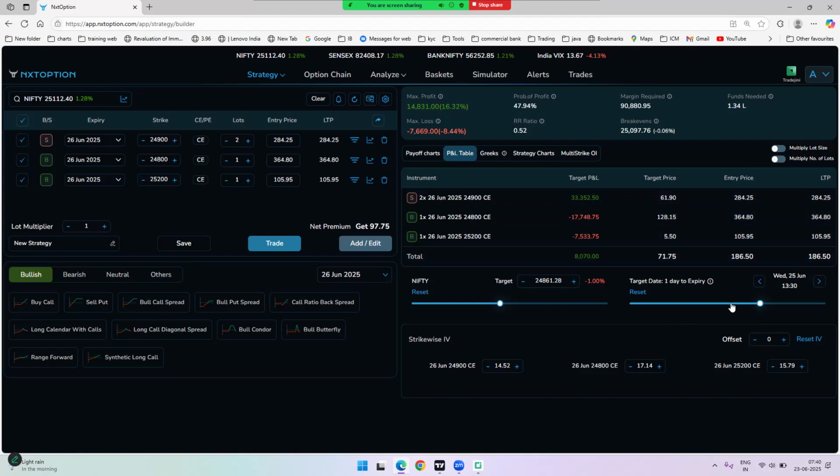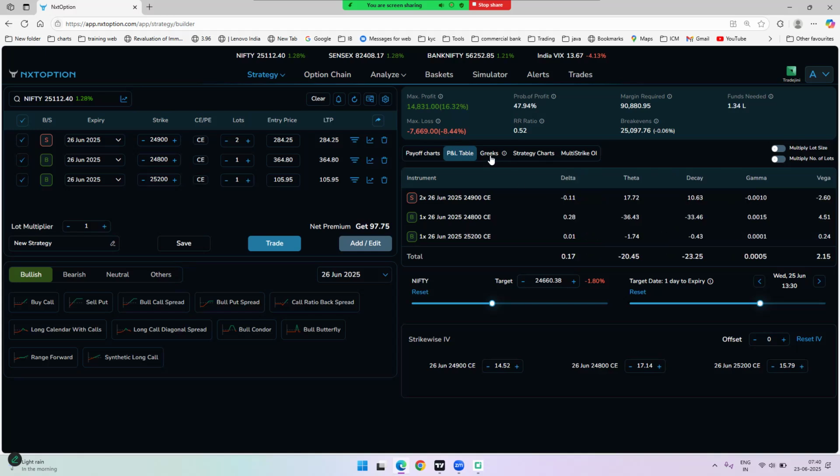At the same time, you can change the target date, you can change the target level, and you can see the targeted profit. Then, when we click on Greeks, it tells you what the delta impact is. Usually, if you are a non-directional trader, the delta should be as low as 0.02 or 0 level. But if it is, let's say, around 0.75, that means you are doing a directional trade.